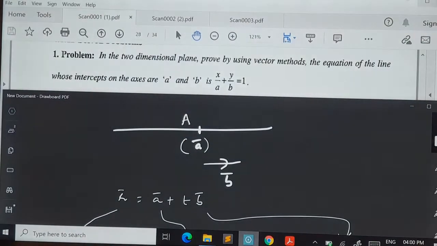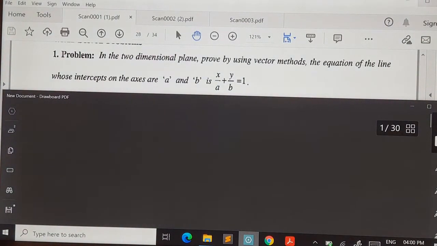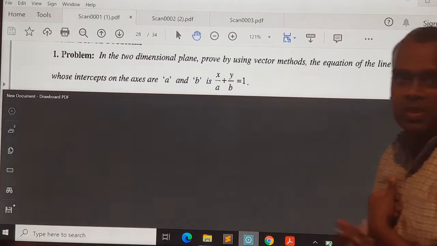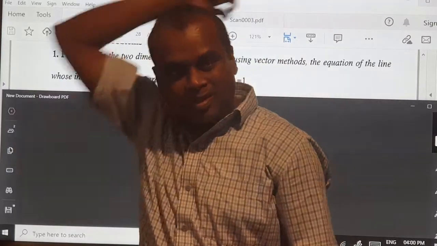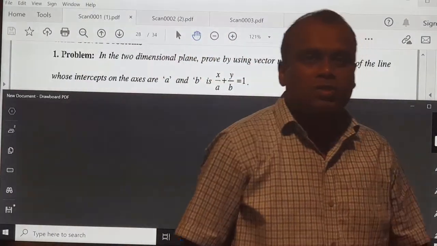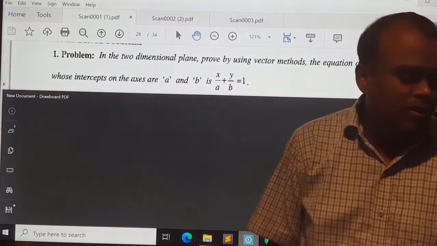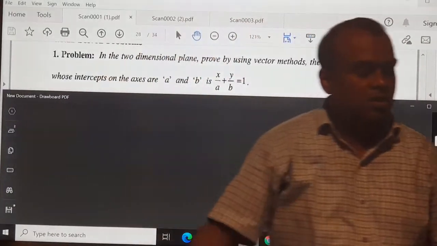Now coming to the solved examples. In this first problem, he has given some unnecessary extra information, but anyway he has given it, so we will do it the way it is given.